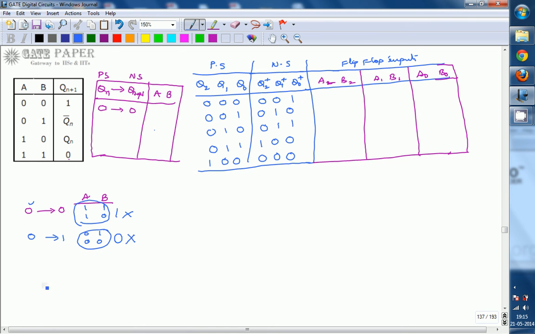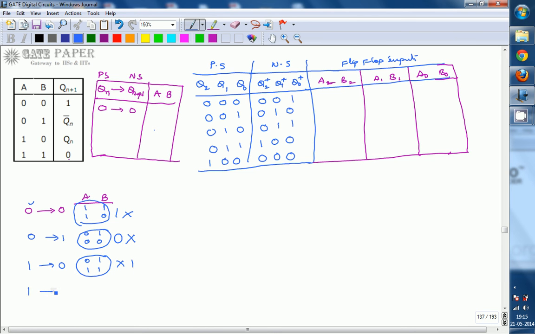In case of 1 to 0, again it is complement. You get the complement for 0 1, and irrespective of present state, if you want to go to 0 you must give 1 1. So instead of these you can apply x 1.